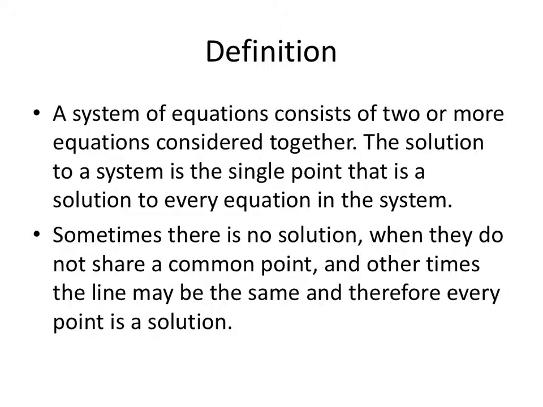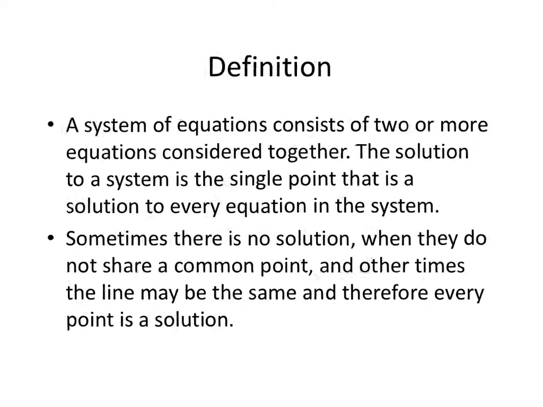Alright, so what is a system of equations? A system of equations consists of two or more equations considered together. Very important, they're considered together. The solution to a system is the single point that is a solution to every equation in the system. Now, it could be that there are more than one point where they intersect, and that depends on whether they're linear or nonlinear equations. Sometimes there is no solution when they do not share a common point. And other times the line may be the same, and therefore every point is a solution.